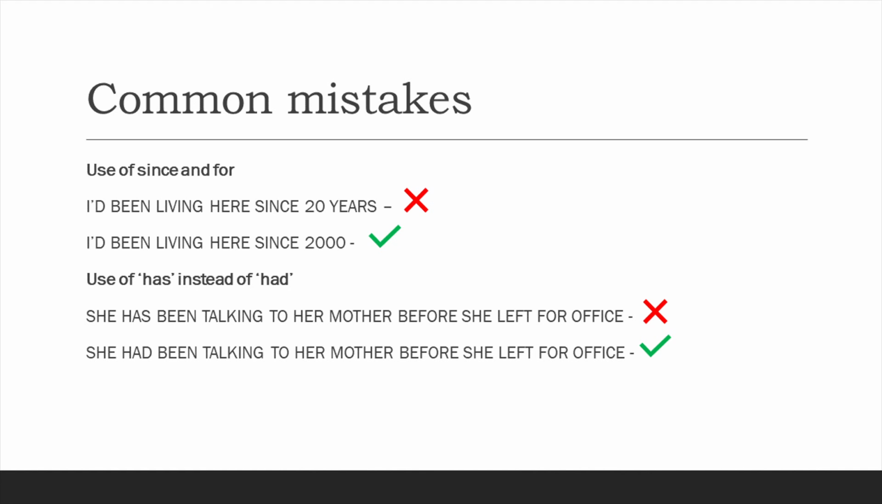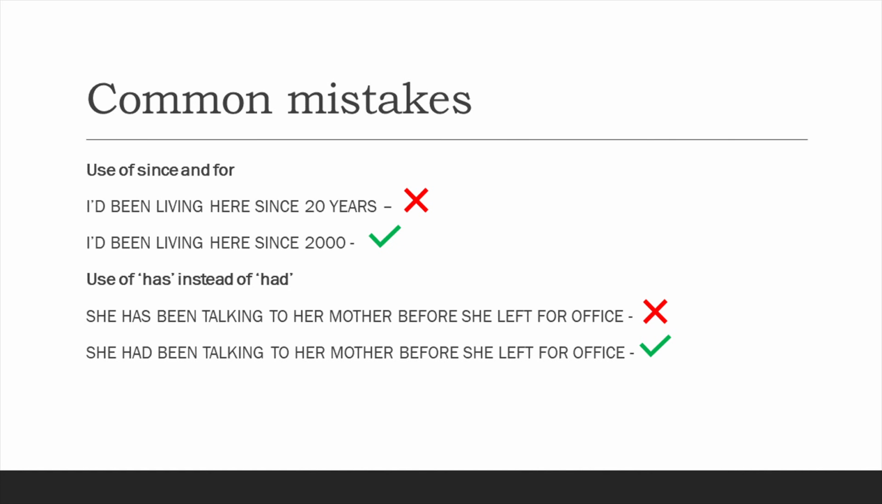So, a very common mistake, people, is using since instead of for. Here is a sentence: I had been living here since 20 years. Whenever you say since, you have to specify the point of time, that exact moment when you started living there. So you should say, I had been living here since 2000.